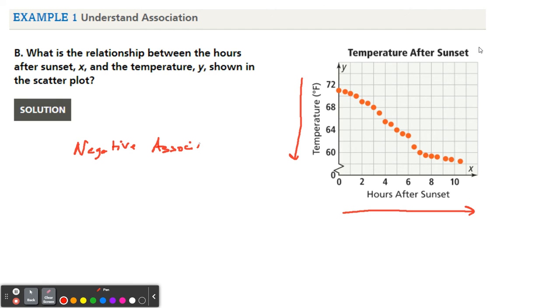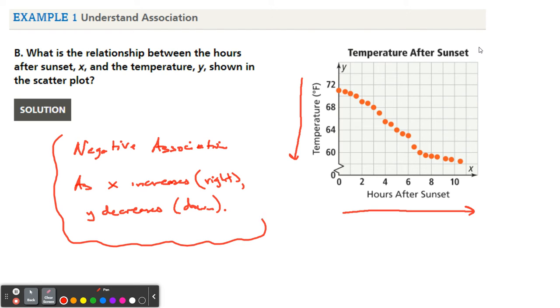That's a negative association. So that means as x increases, or goes to the right, your y decreases, or goes down. So again, as your hours after sunset increase, your temperature will decrease.